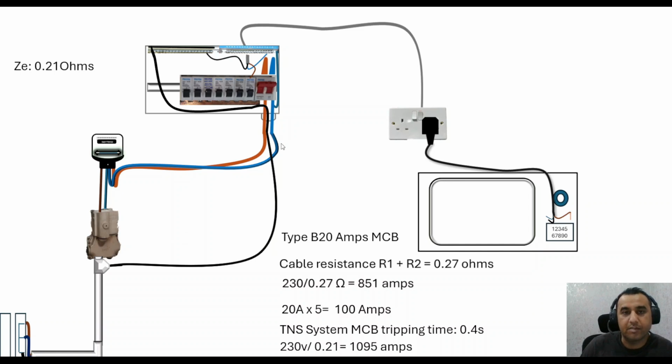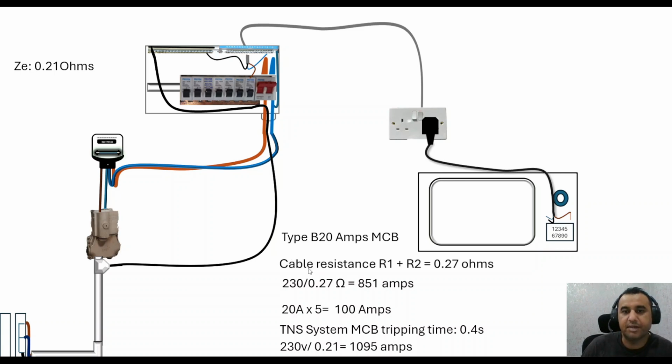Here we've got a TN-S system. Previously we made a video about the PME system, TN-C-S, where the neutral cable and this earth cable were in contact, combined here. But here they're not combined, they're separate all the way to the transformer. So this cable is not in contact with the neutral, which is why it's called a TN-S system.